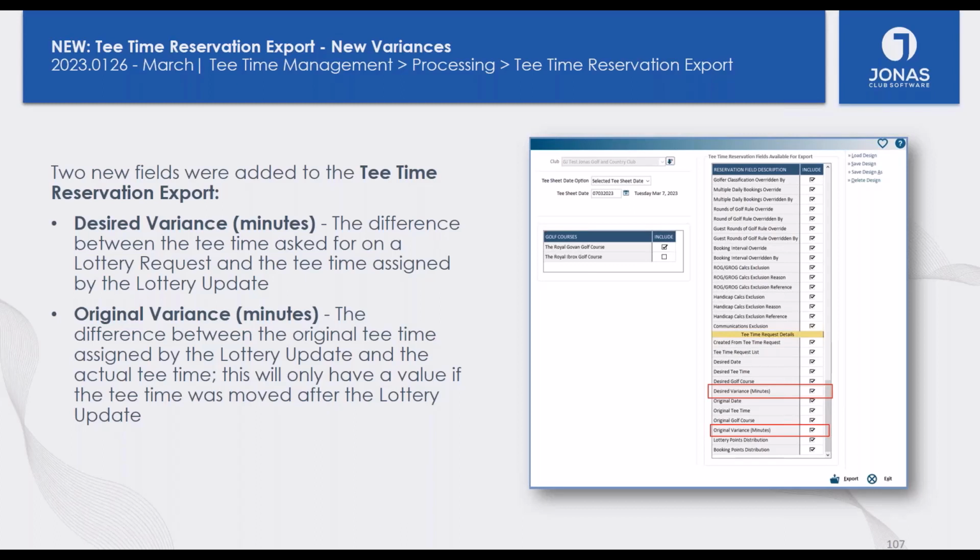And then the other one is the original variance in minutes, the difference between the original tea time asked or assigned by the lottery update and the actual tea time. This will only have a value if the tea time is moved after the lottery update. So you can see there's those 2 new fields down here. If you're using lottery, then you can add these into any tea time report that you're going through.